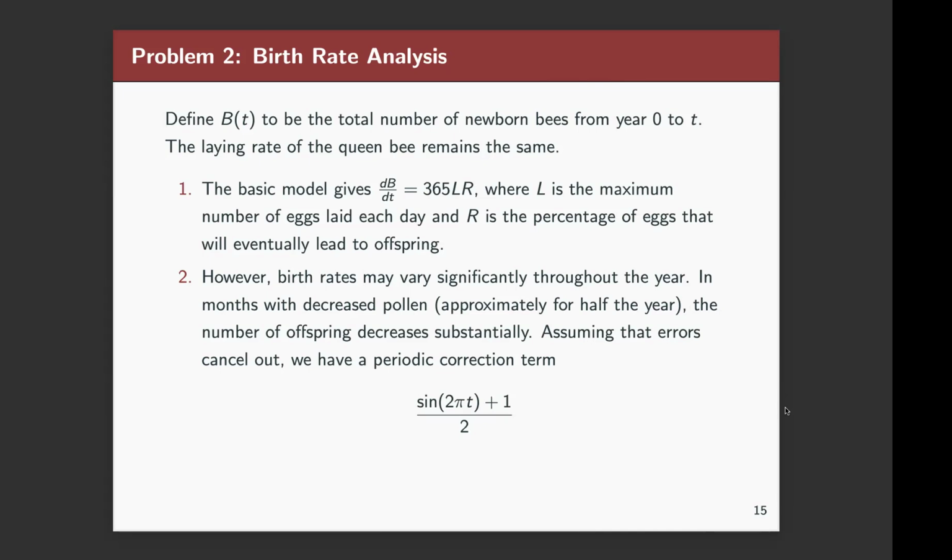And in months with decreased pollen, as I've said here, it's for approximately half of the year, the number of offspring is going to decrease substantially. Of course, similar to how we've used a linear approximation before, now we use a periodic approximation. We create a periodic approximation term, and this is by using the sine function. It's basically the simplest periodic function that we can find.